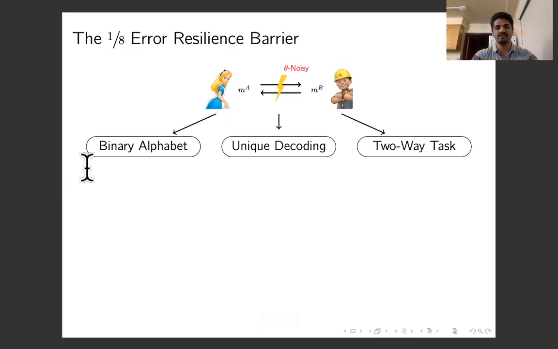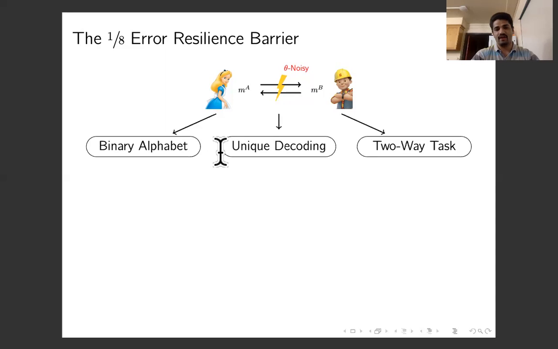So the first property I mentioned here is the binary alphabet. Namely, in our channel, Alice and Bob can only send bits to one another and not say symbols from a larger alphabet. Now, it is well known that if you have a binary alphabet, then the error resilience that you can get from error correcting codes is a factor of half lower than what you can get using, say, a large constant alphabet. And this factor of half is the first factor of half inside the 1/8. Because we use a binary channel, we can only get error resilience half of what we would have otherwise gotten.